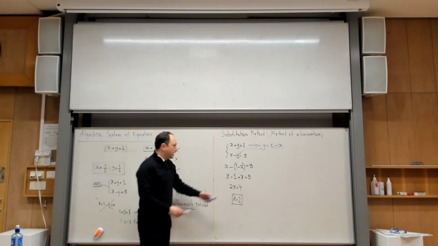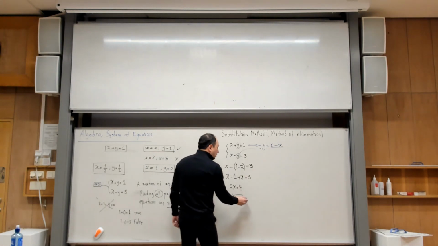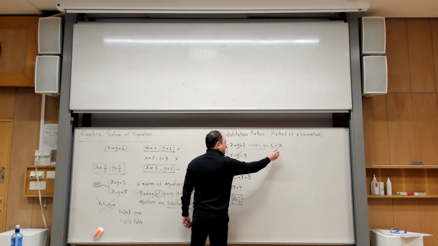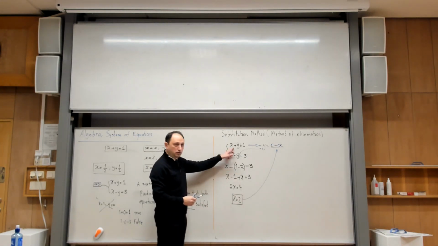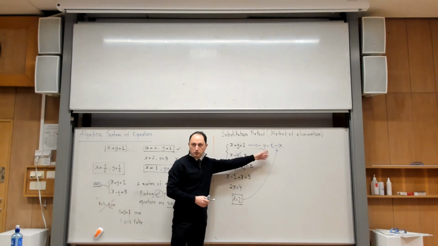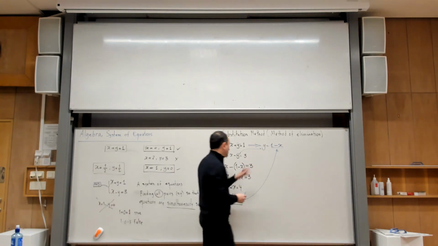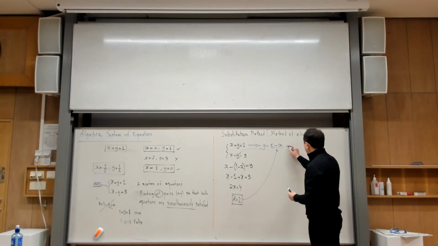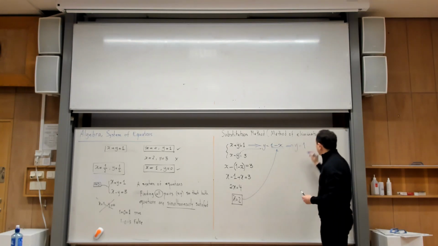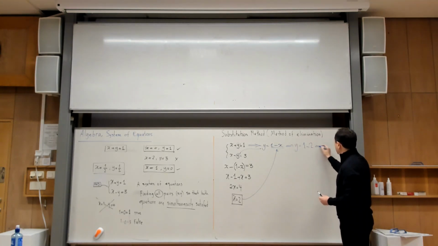And when I found x equals 2, I go and put it back here to find my y. Of course, you can put it here. You can put it here. I myself prefer to put it in this way because that is easier. Yes? But it doesn't matter. So here, then it means that y is equal to 1 minus 2. And then this means that y is equal to negative 1.